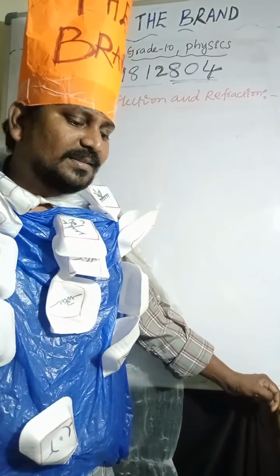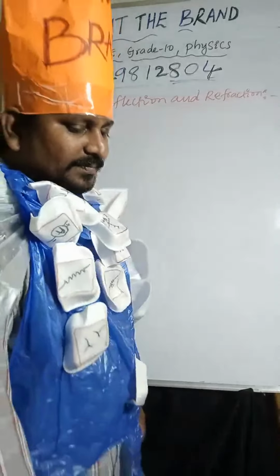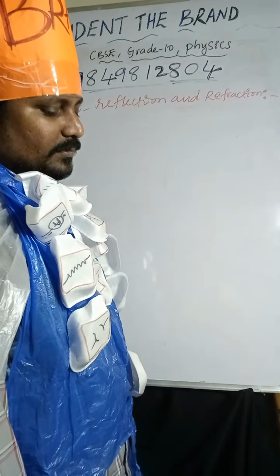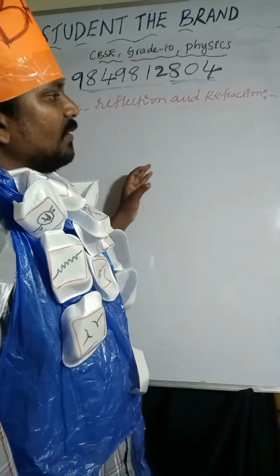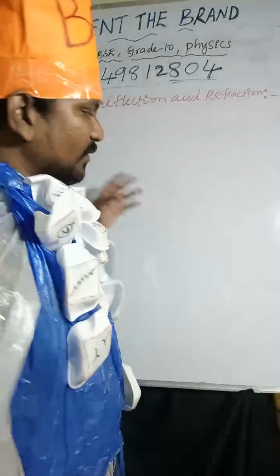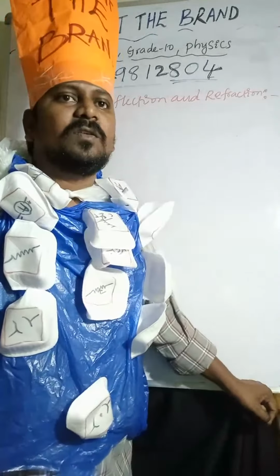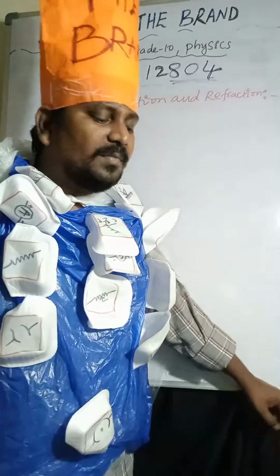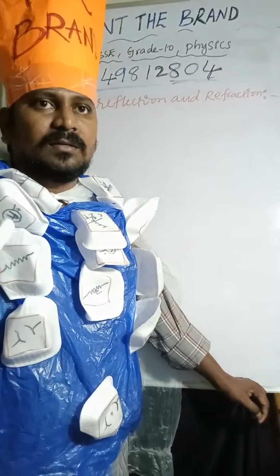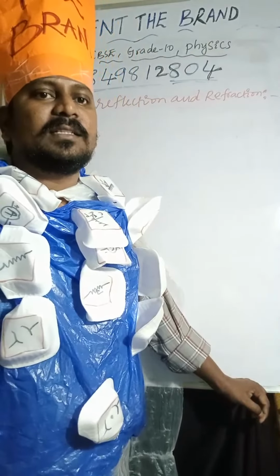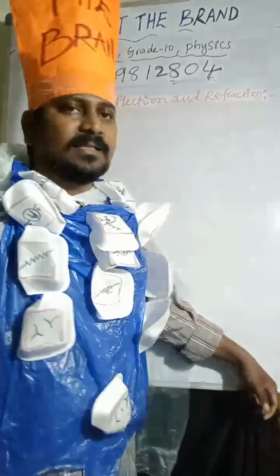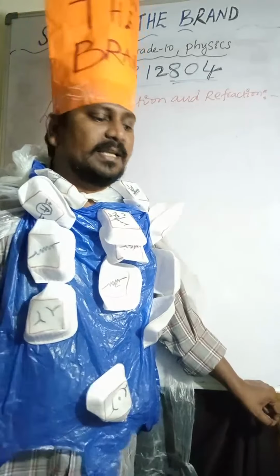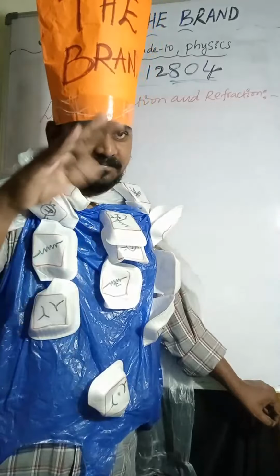Chalo then, we'll discuss the next one. Mirror formula: 1 by f equals 1 by v plus 1 by u. Magnification equals height of the image by height of the object, equals minus v by u. So this is about mirrors. Now we will discuss convex and concave lenses. About lenses we'll discuss in the next class. Thank you.